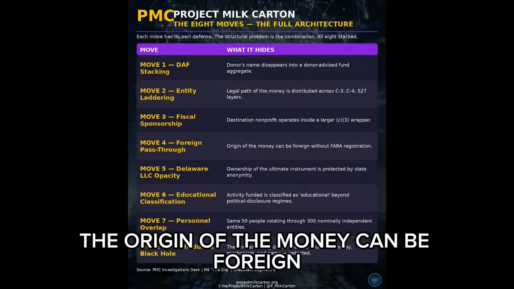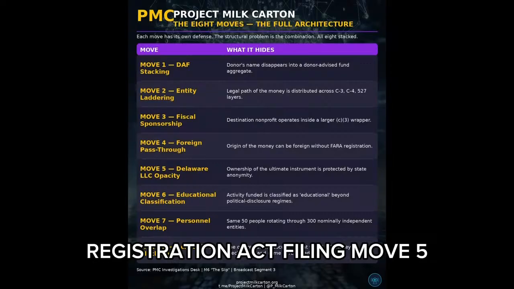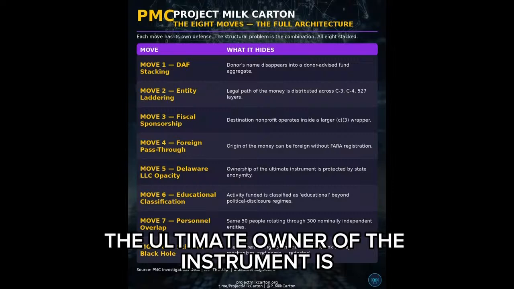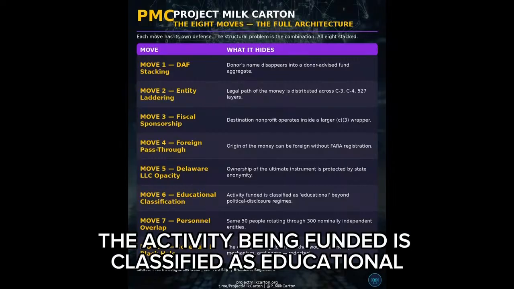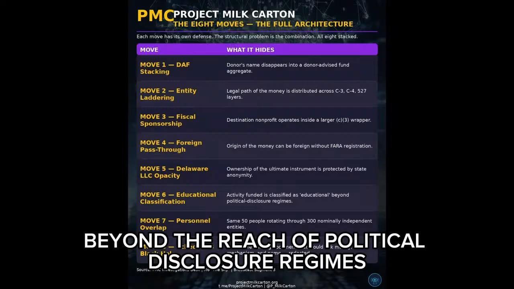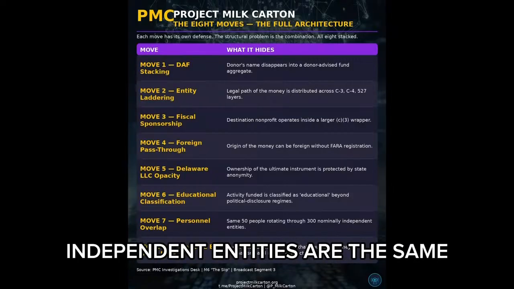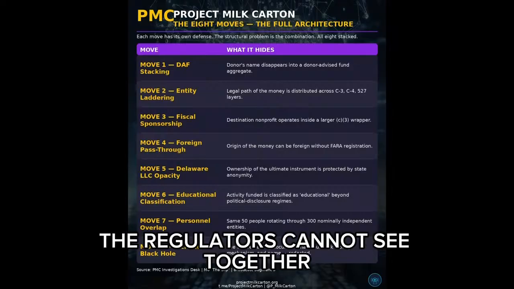The origin of the money can be foreign without triggering Foreign Agents Registration Act filing. Move 5. Delaware LLC opacity. The ultimate owner of the instrument is protected by state corporate anonymity. Move 6. Educational classification abuse. The activity being funded is classified as educational, beyond the reach of political disclosure regimes. Move 7. Personnel overlap coordination. The people running the nominally independent entities are the same 50 names, distributed across boards the regulators cannot see together.